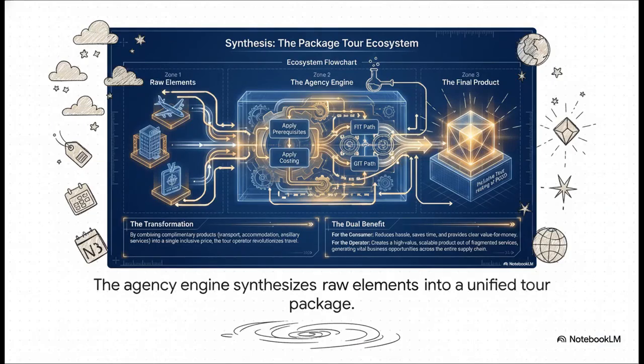And here is exactly where it all comes together. This dynamic ecosystem engine takes raw elements, flights, hotels, tour guides, processes them through either that FIT or GIT path inside the agency engine, and then outputs a highly scalable, value-packed final product right at the point of service delivery. This right here, this is the alchemy of the travel industry. It's literally turning totally fragmented services into one cohesive, completely stress-free product.